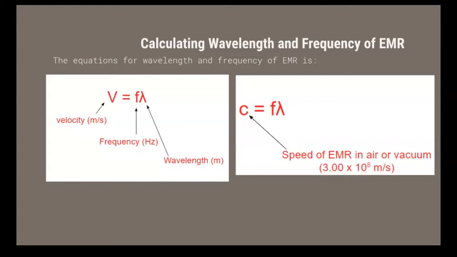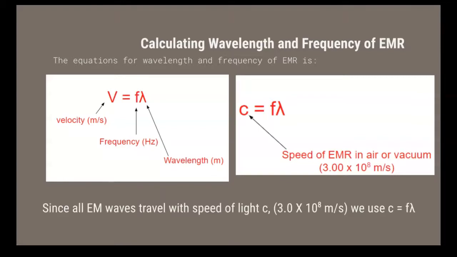C, which is the thing that we use for the constant of the speed of light, which is always 3.0 times 10 to the 8 meters per second. And we know that all of our EMR is going to be traveling at that speed. So we're always going to use this version of the equation instead of that one.